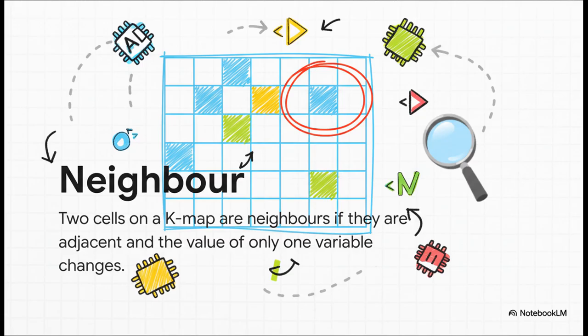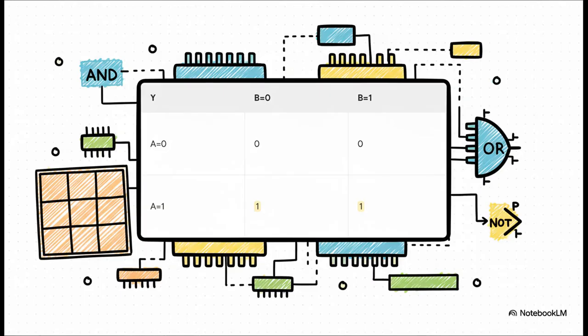In the world of K-maps, neighbors are just cells that are right next to each other, horizontally or vertically. And here's the crucial part. Neighbors always differ by only one single input variable. Everything else about their coordinates is exactly the same. So what do we do? We draw a loop around these two neighbors. Now let's look closely at what's happening inside this group.